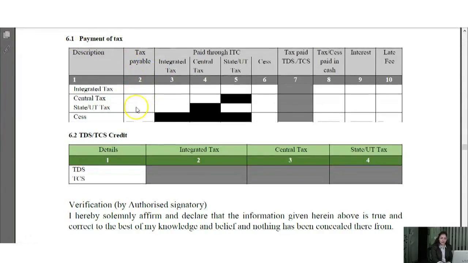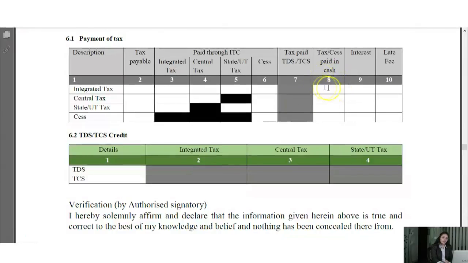CGST, SGST or UTGST and cess in column number 2 and the details of tax paid in column number 3 to 8. The tax can be paid either through TDS or TCS credit or through cash. The tax paid through ITC has to be shown in column number 3, 4, 5 and 6. Currently, TDS and TCS provisions have been deferred by the government. Therefore, no amount is required to be filled in column number 7.